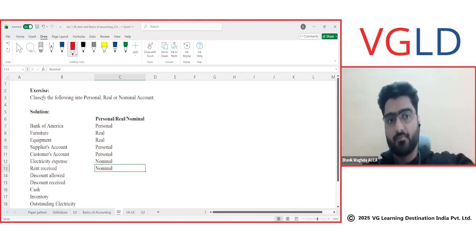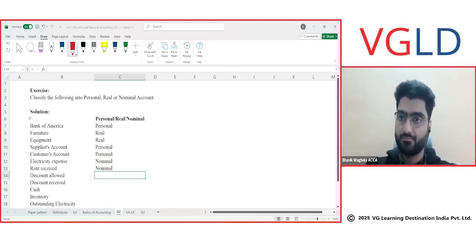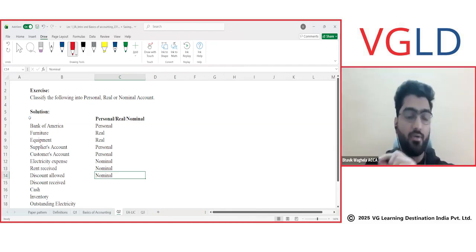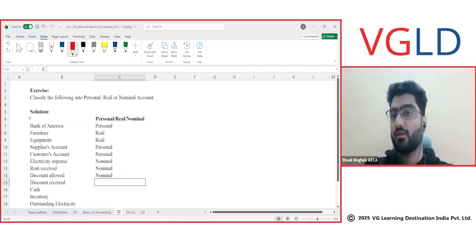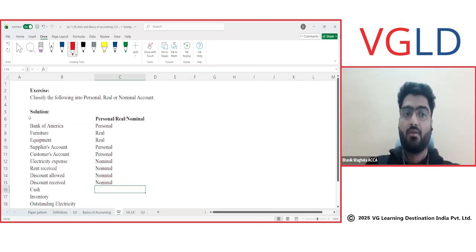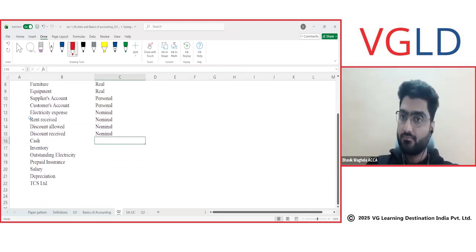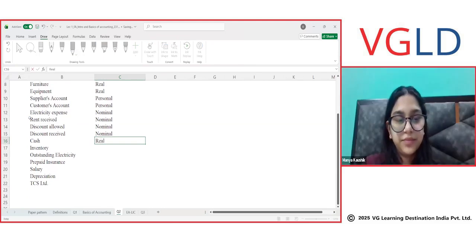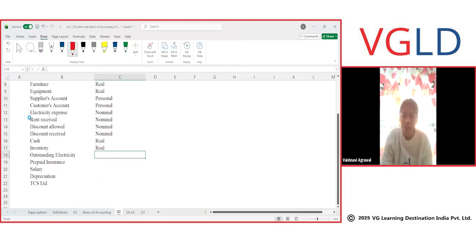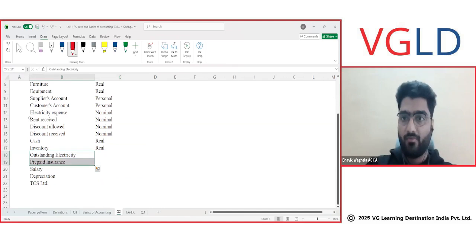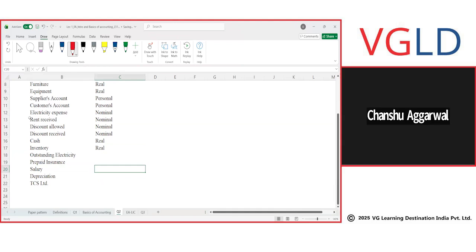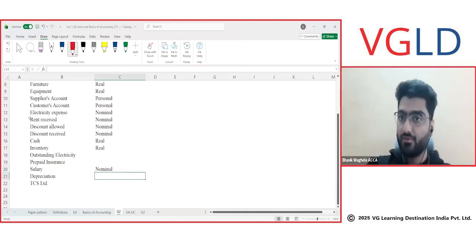Discount allowed. Nominal account, because discount allowed is an expense and expense means nominal account. Discount received. Nominal account. Cash. Real account. Perfect. Inventory. Real account. Very good. Let us keep these two aside for now. Salary. Nominal account.